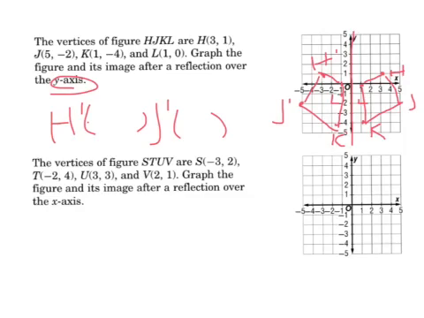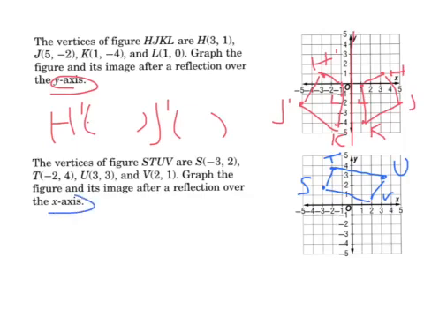So let's try this one. Let's go ahead and plot these first ones. So I've got -3, 2, so that's going to be right up here. There's S. -2, 4. Oh, I got off a little bit there. Sorry about that. That is going to be T. U is going to be at 3, 3. And V is going to be at 2, 1. All right, so here is this quadrilateral right there.